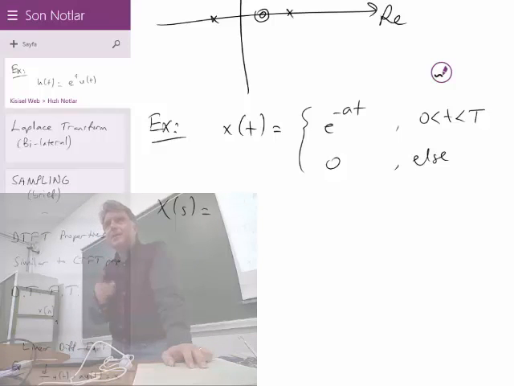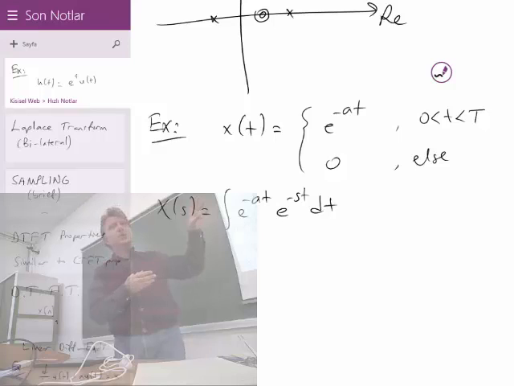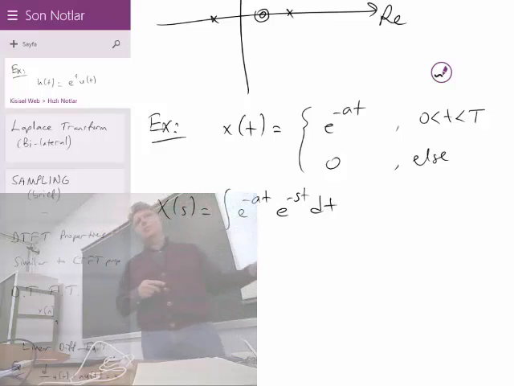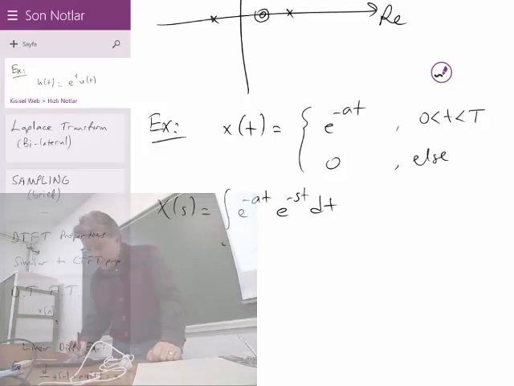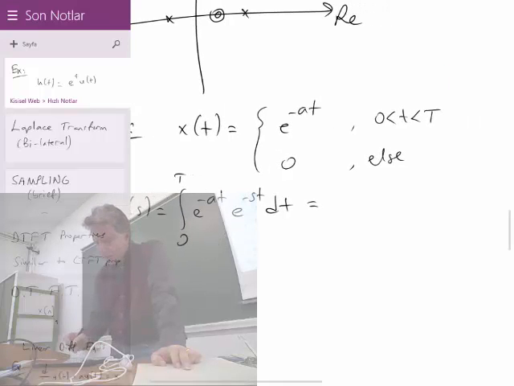First, let's find the Laplace transform. Let's start from the formula of the Laplace transform: the integral from minus infinity to infinity of x of t times e to the minus st. x of t is e to the minus at, but only within a region, times e to the minus st dt. Since e to the minus at exists only within a region, it's not from minus infinity to infinity anymore. The integration is within the time limits from 0 to capital T. I have several lines that I will omit and write the result. The result is this.